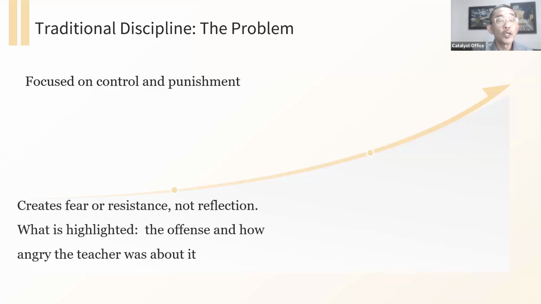Traditional discipline creates fear, resistance, and does not give any room for reflection. What is highlighted is the offense of the student and how angry the teacher was about it. Also, it escalates and often leaves relationships fractured. Why so? Because the misbehavior was not properly addressed.